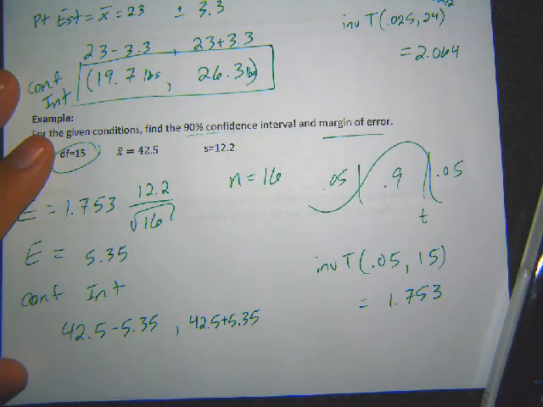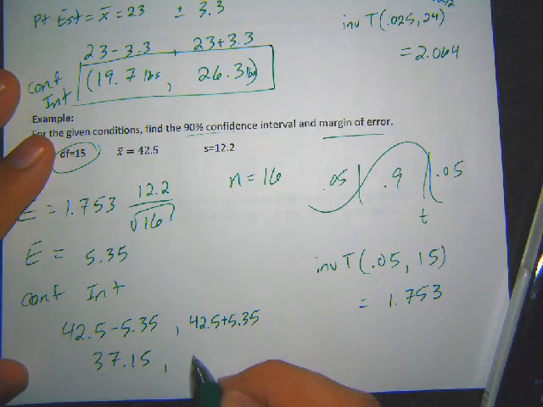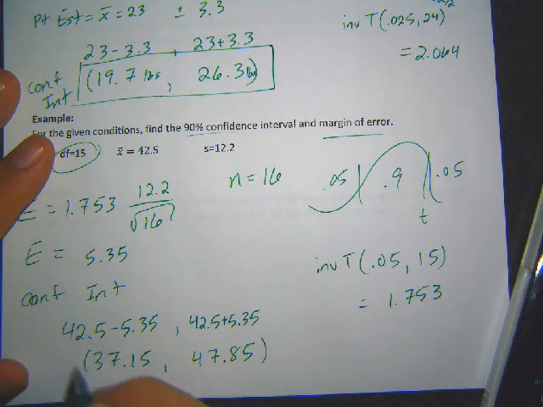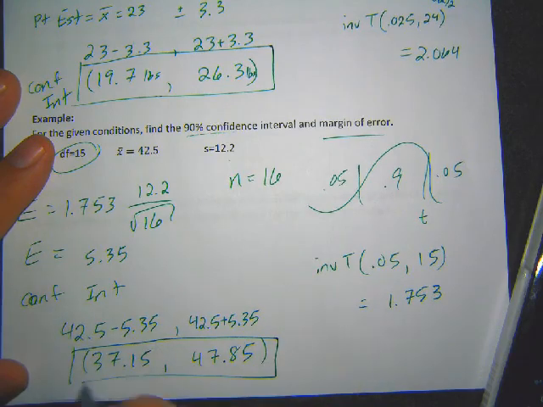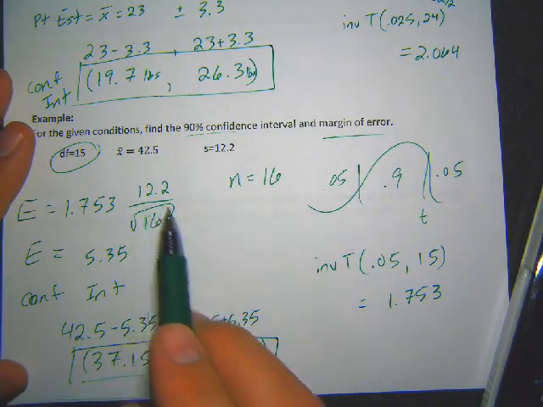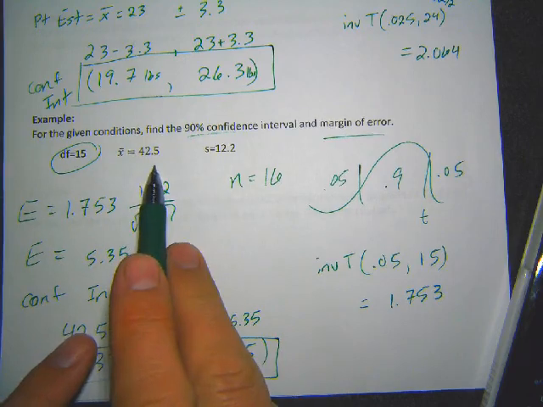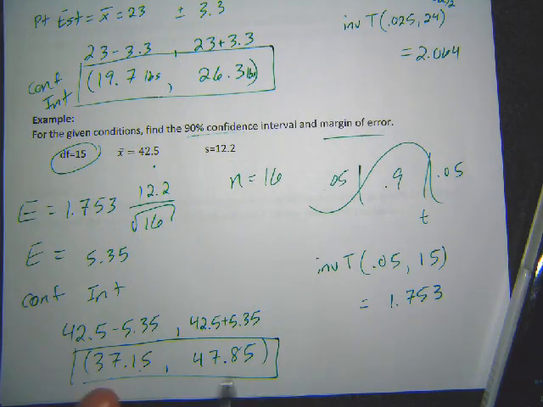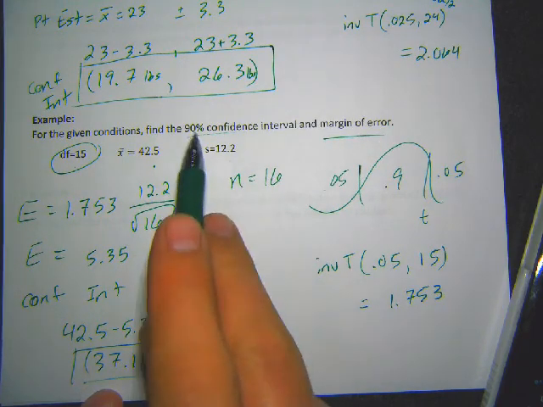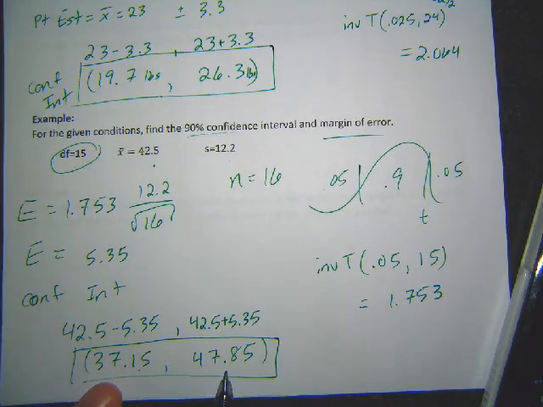So what is, I don't want to do this in my head, so maybe 42.5 minus 5.35. 37.15 would be the low value, and the high value is going to be 47.85, and that would be our confidence interval. So even though 42.5 is what we got from our sample, we're going to say, well, it's going to be somewhere in this range. We are 90% sure that it's somewhere between these two numbers.